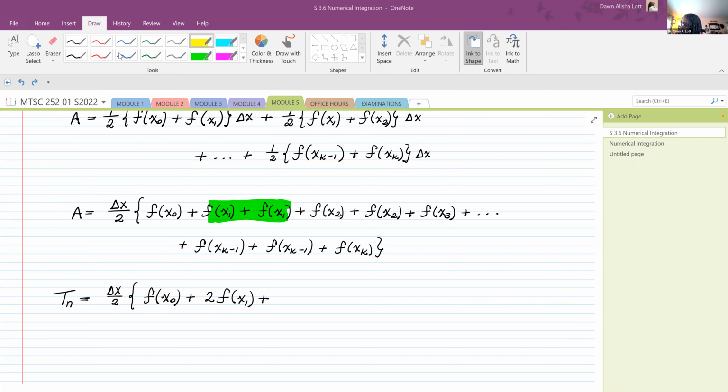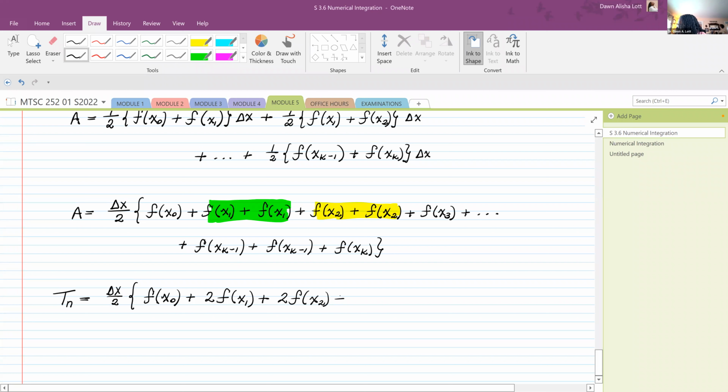Plus 2, now we have 2 of these. So notice all the inside terms we have 2 of. 2f of x1, 2f of x2, all the way down to 2 times f of xn minus 1, plus only 1 of the last one. And that is our formula.